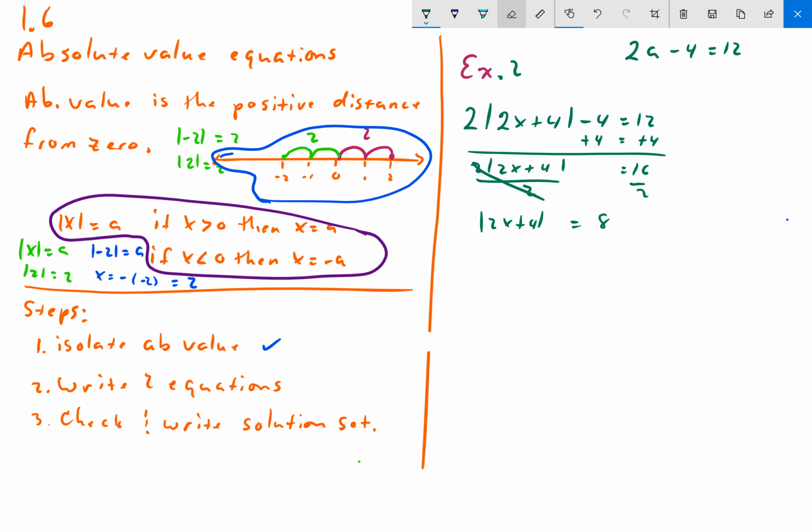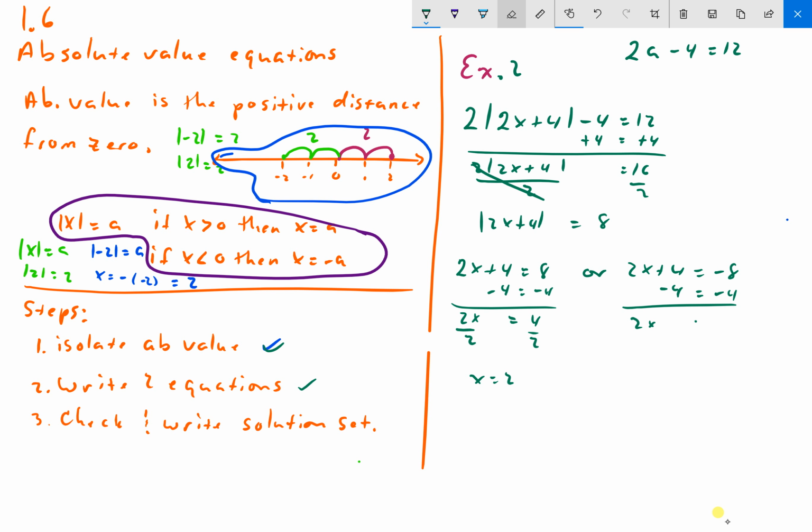Well, I've now isolated my variable. I'm going to write my two equations. I'm going to say 2x plus 4 equals 8, or 2x plus 4 equals negative 8. Subtract 4, I get 2x equals 4. Divide by 2, I get x equals 2. Here I'm going to subtract 4 from both sides, just the same. Get negative 12, I'm going to divide by 2, and I get x equals negative 6. And so my two solutions are negative 6 and 2.